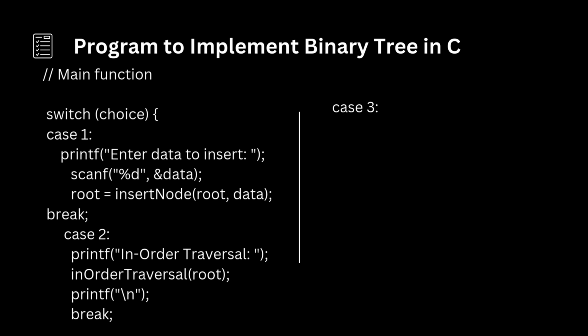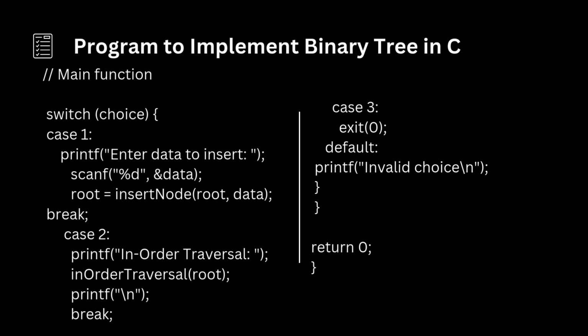Case 3 exits the program. This line terminates the program with a status of 0, that is, success. Default handles invalid choices. It displays an error message for invalid input. Return 0 from main indicating successful execution.